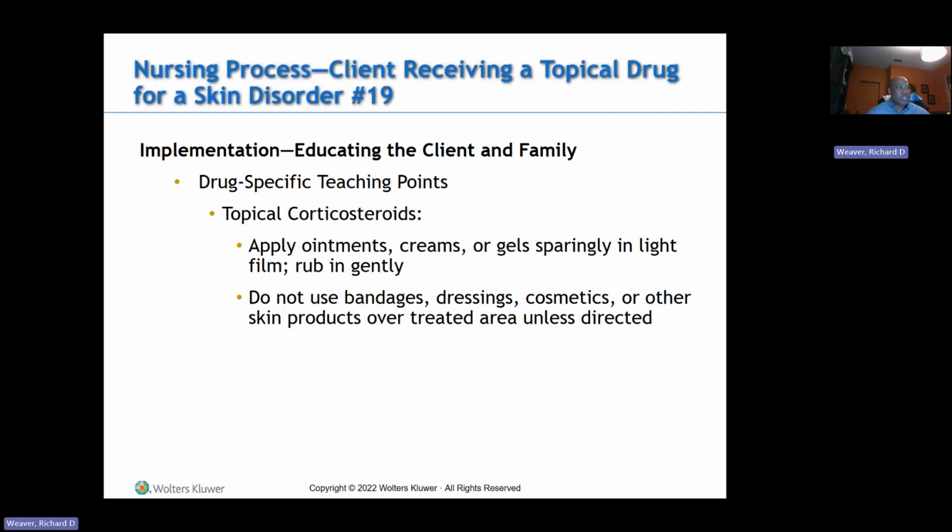So your topical corticosteroids, apply ointments, creams, and gels sparingly in a light film and rub gently. When we say sparingly in a light film, we're not just packing it on the area. Do not use bandages, dressings, cosmetics, or other skin products over treated areas unless directed. Especially your cosmetic or skin products, you don't want to do that. Doesn't look like I did a lot with this. All right.